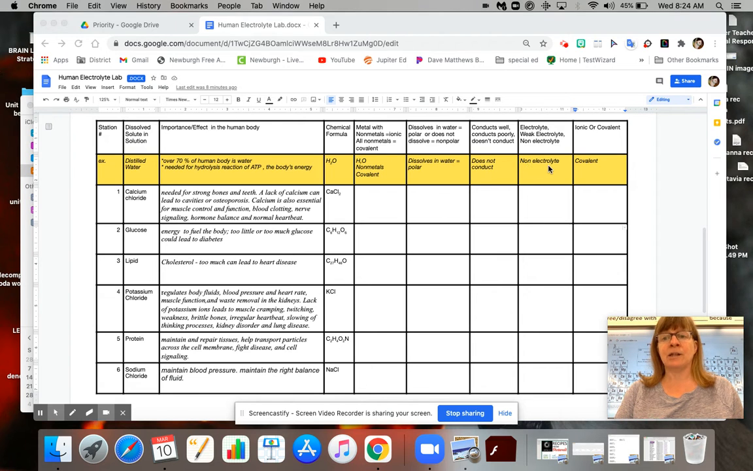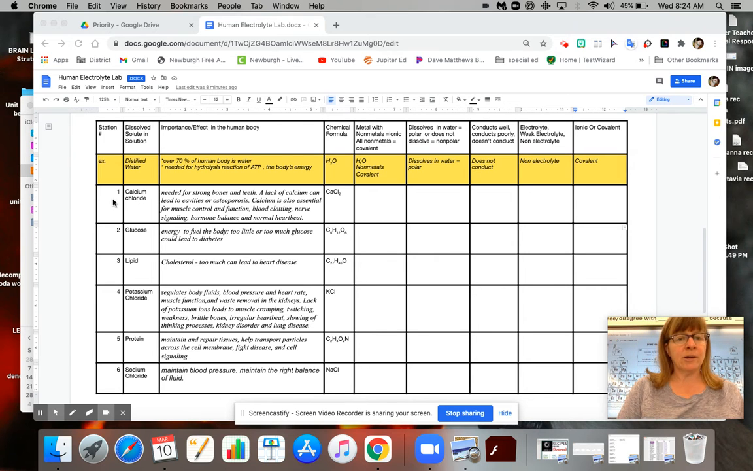So back to my screen here. It makes that a non-electrolyte. And again, it is covalent. So covalents dissolve, and it's a non-electrolyte here. So it's a covalent polar non-electrolyte. Let's get to the next one.